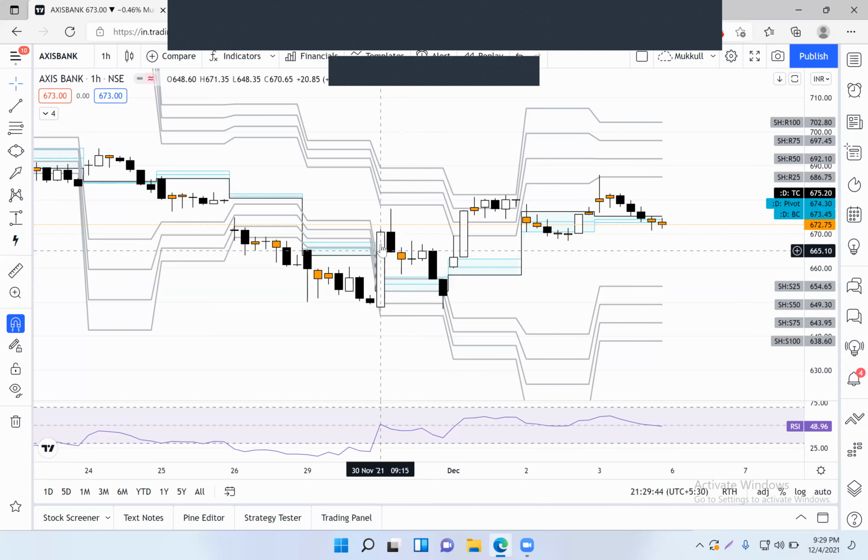Why? Because you might think that this has given a good breakout, now it can just go up, up, up, right? But fortunately it came back. You knew your setup.